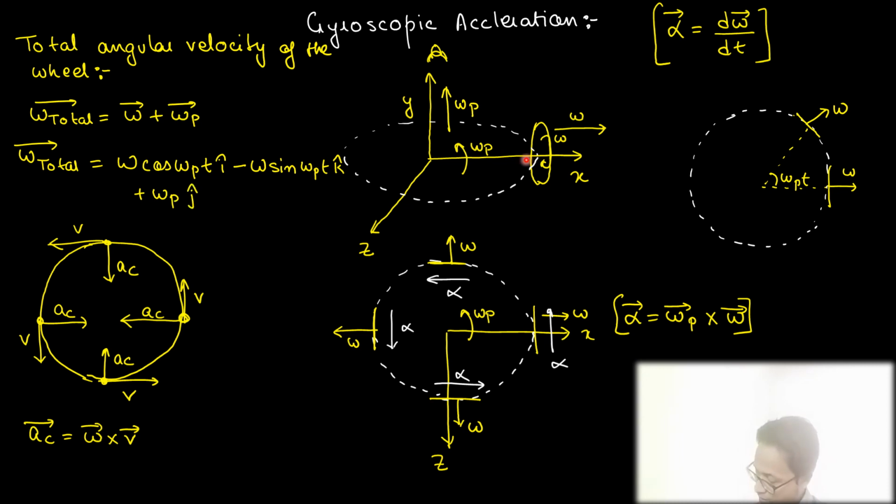Now what happens if omega p changes with respect to time? If omega p changes with respect to time, the magnitude of gyroscopic acceleration will change with respect to time. Similarly, if velocity changes with respect to time, the centripetal acceleration will change with respect to time. Similar things happen if there is an acceleration in this orbit. The value of gyroscopic acceleration will change from time to time, so we need to find the instantaneous gyroscopic acceleration in that case.